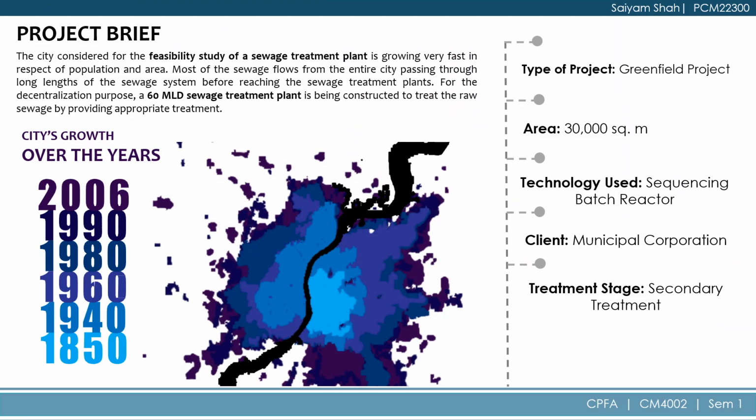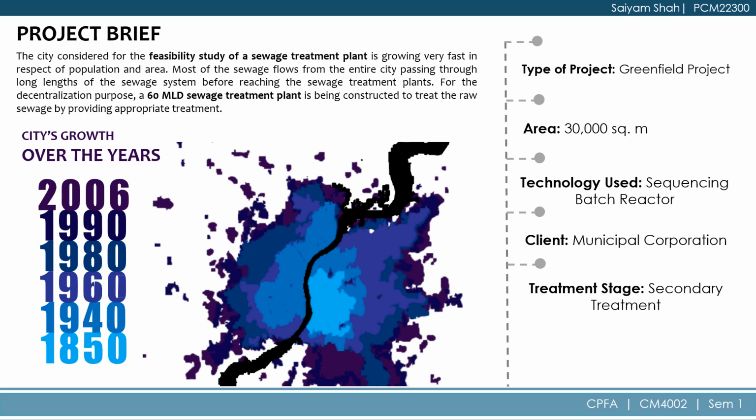Project brief for sewage treatment plant. The graph shows the city's growth over the years 1850 to 2006 in terms of population and area. The type of project is a greenfield project with an area of 30,000 square meters. The technology used for biological nutrient removal is sequencing batch reactor. The client is the municipal corporation and it will treat the wastewater up to secondary treatment.